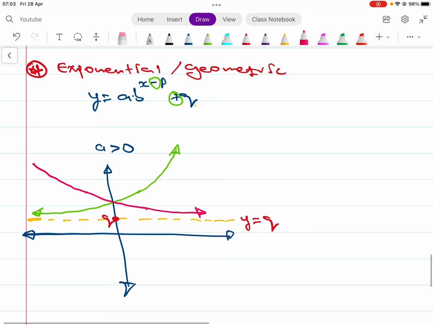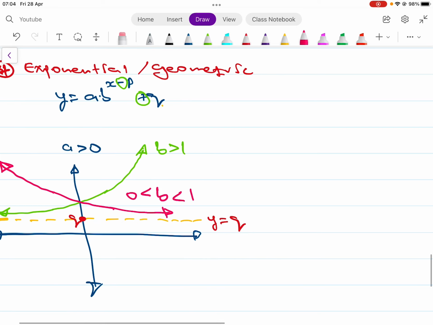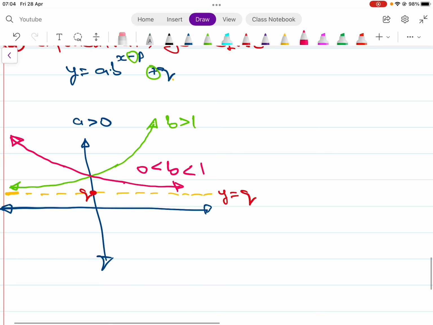Which one it is really just depends on the value of b. So it's the green one if b is greater than 1. Then if b is between 0 and 1, then it is the pink one. I hope that makes sense.